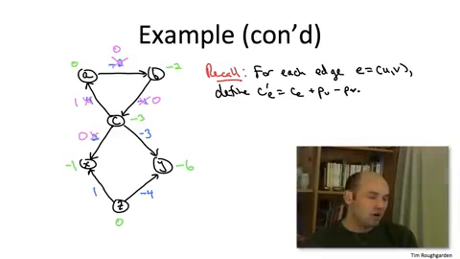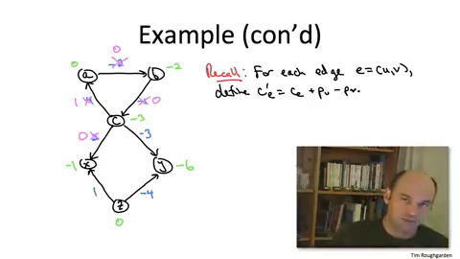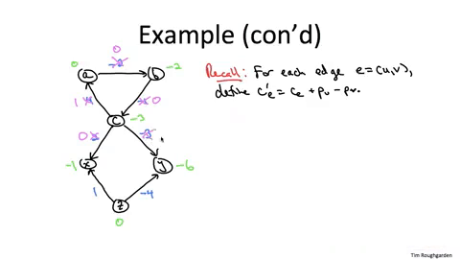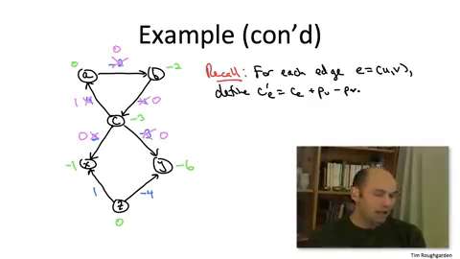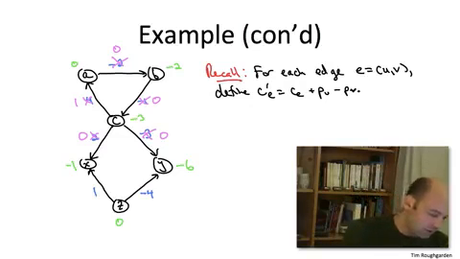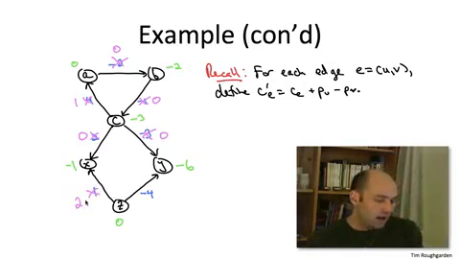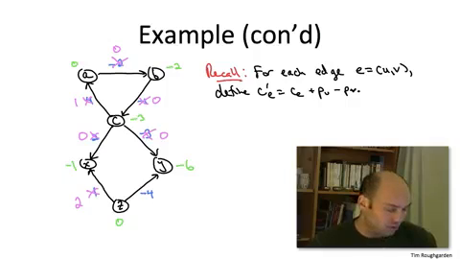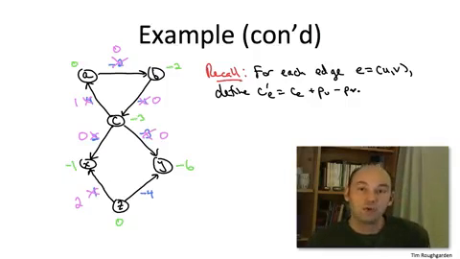Same thing happens with the arc C, comma Y. We start with minus 3, we add another minus 3, we subtract minus 6, that gives us 0. For the arc Z, comma X, we start with 1, we add 0, we subtract minus 1, so we get a new cost of 2. Finally, for the arc Z, comma Y, we start with minus 4, we add 0, we subtract minus 6, that is, we add 6, so that gives us a new length of 2.